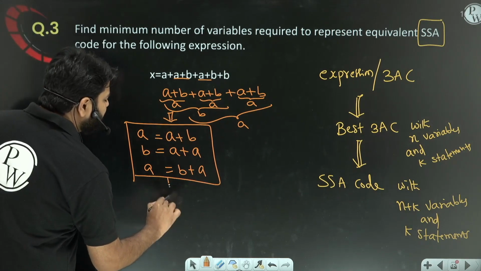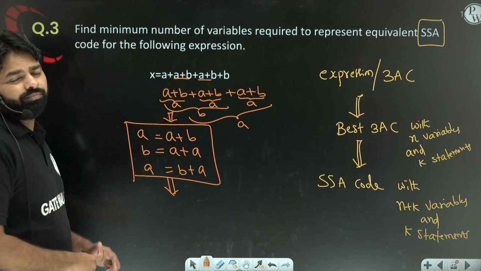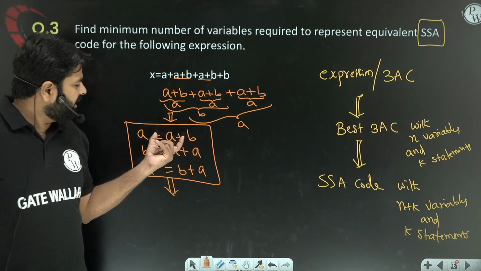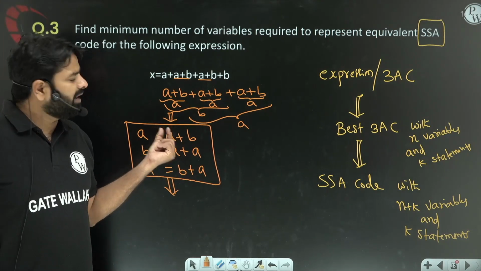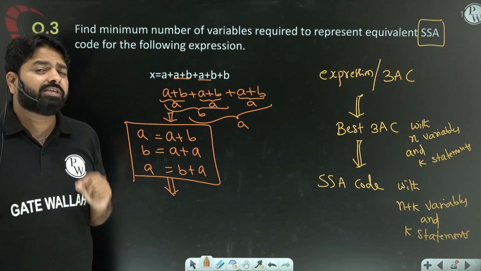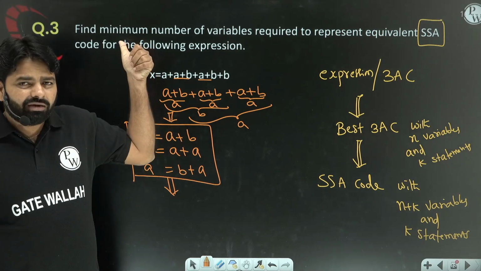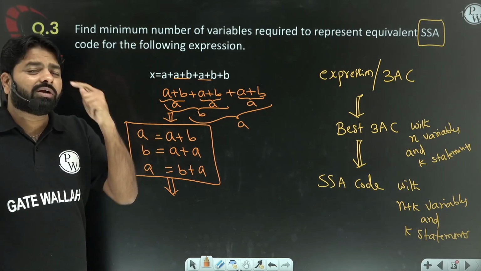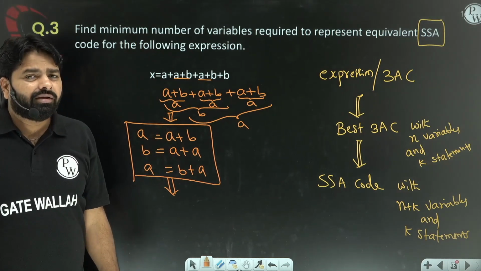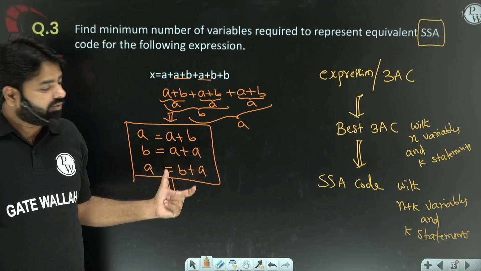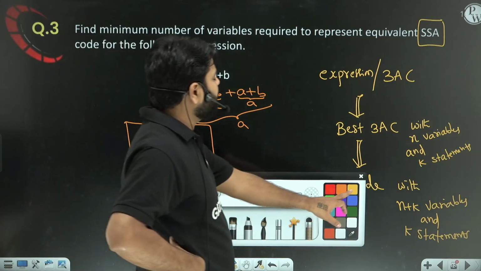Now how to write SSA code? What is SSA code? Every variable should have this single assignment, fixed assignment. See, outside a and b have a meaning. You are writing into a means you are giving the second assignment to a. That's not allowed in SSA code. What we do is simply renaming the variables.